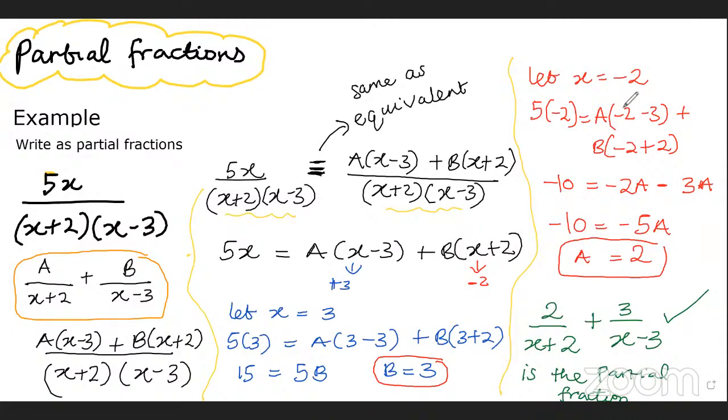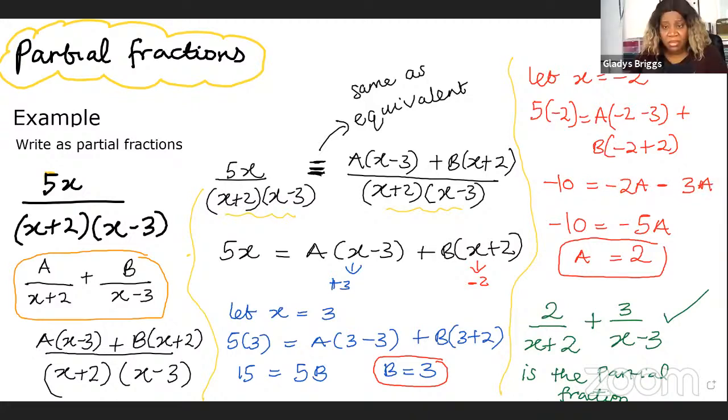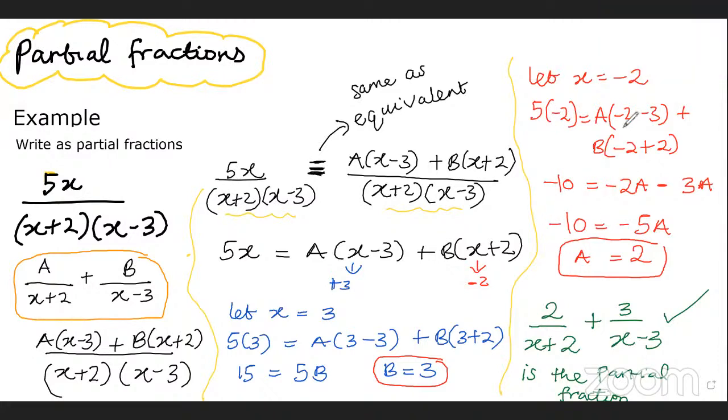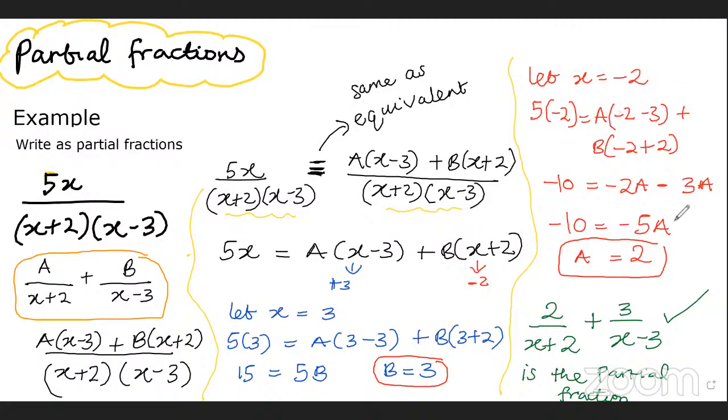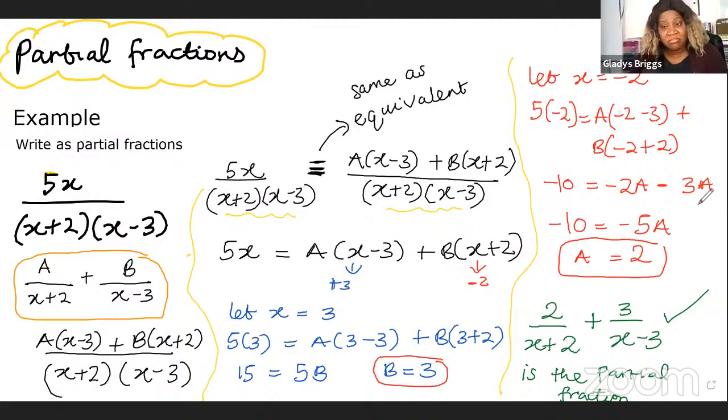Minus 10 equals negative 2a minus 3a. Do you not understand how I got this line? Minus 2 times 5 is what? Minus 10. Minus 2 times a is minus 2a. Minus 3 times a is minus 3a.